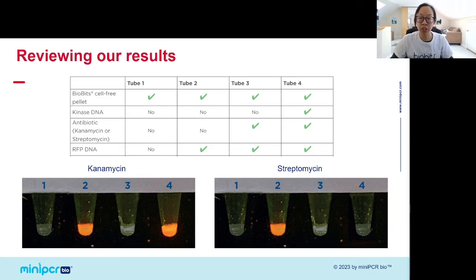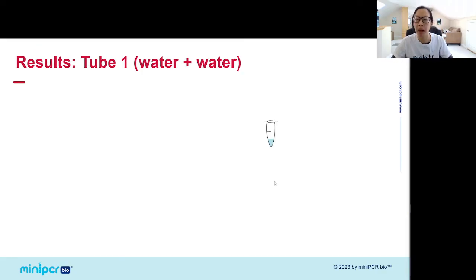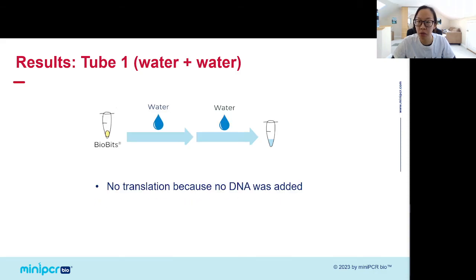So why don't you guys start chatting in the chat to talk about what you think this means. But I am going to go through it tube by tube at the molecular level so we're all on the same page, starting with tube 1. Tube 1, we saw nothing. And because this tube only had water, there's obviously no translation because no DNA was ever added. And the reason we have this tube is to use as a negative control and as a baseline to compare our other tubes to.